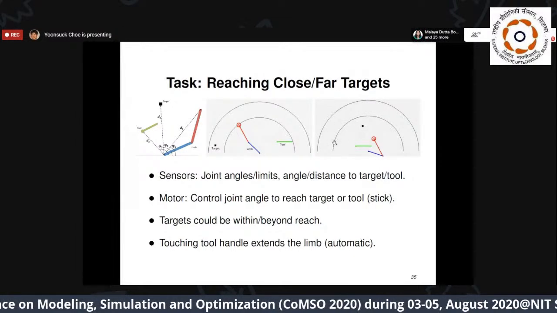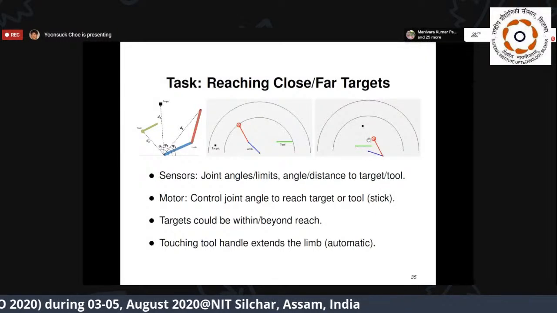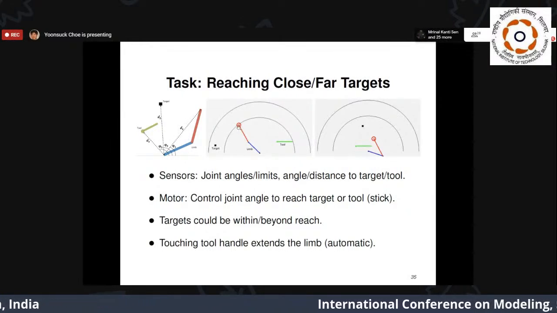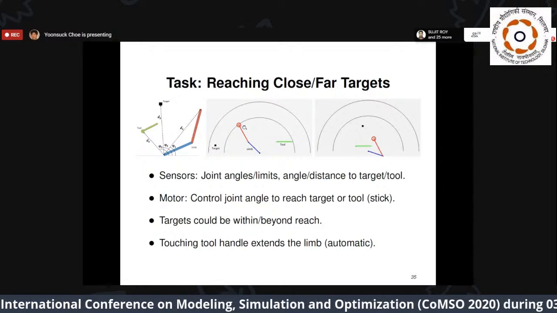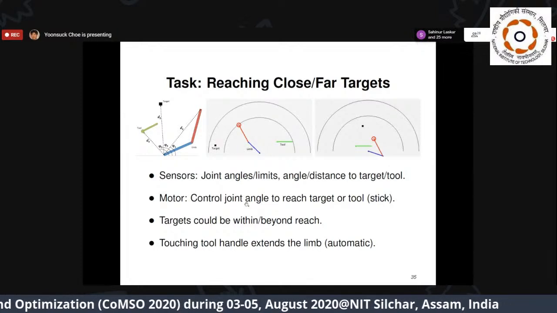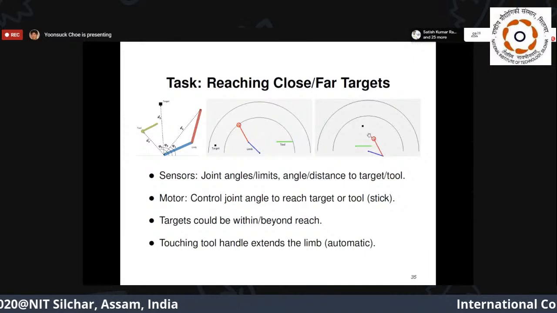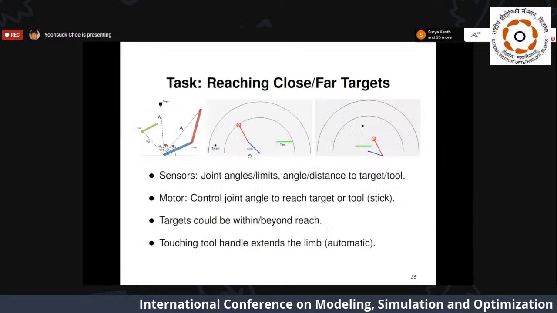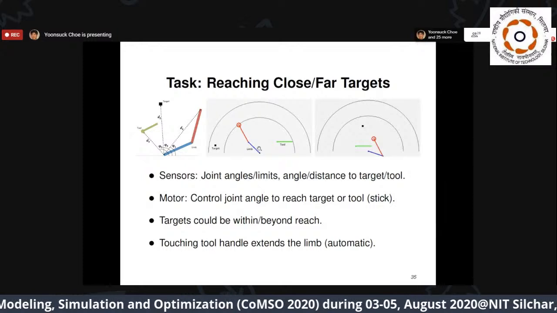Here, the first half circle is the range of the arm without anything else. Then this target is outside of the reach of the hand or the arm without using the tool, but it can be reached by using the tool. Touching the tool handle will automatically connect and extend it. And we need some kind of controller to learn to control these two joint angles.